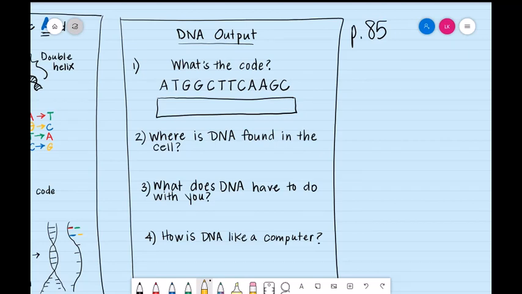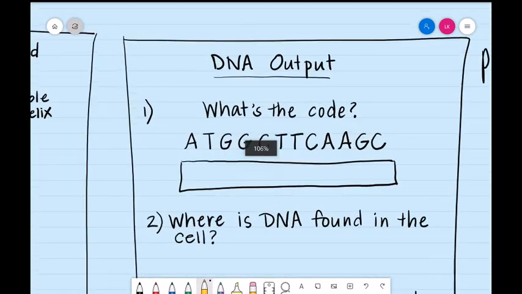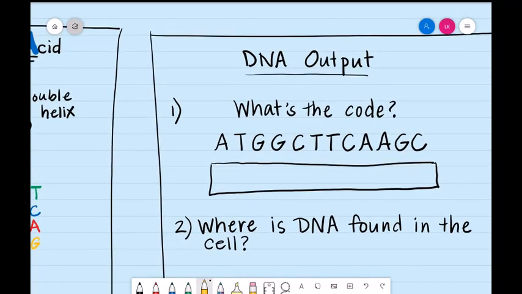So on the right side, on page 85, is your DNA output. Go ahead and label that at the top. And there's 4 basic questions. So these cover exactly what we just talked about, so it shouldn't be too difficult. But if you have questions, you can review the video. So it says, what's the code? So I've given you a strand of RNA. You're going to figure out what the matching base pairs would be and write that in the box.